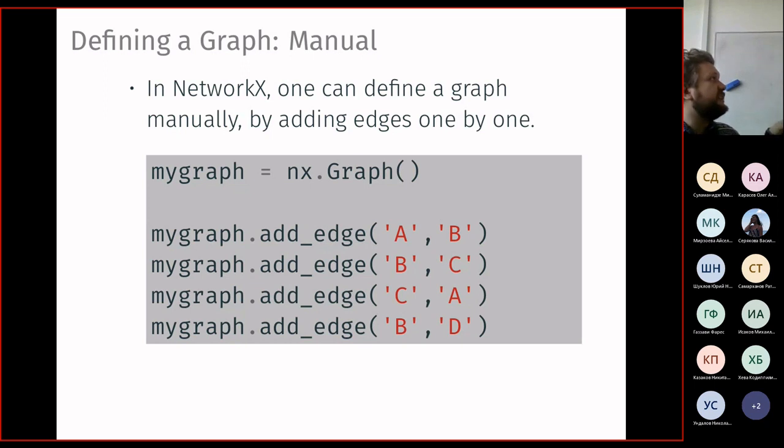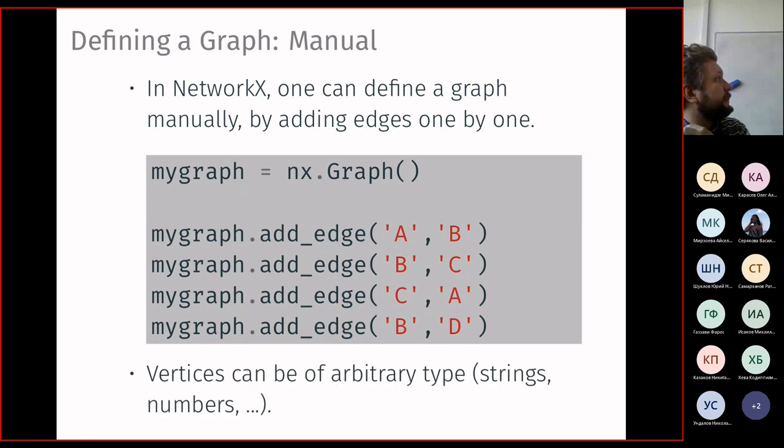So here the graph is undirected. So if you add CA, automatically you also, in a sense, add AC. So the symmetry is maintained inside this graph structure. They could be arbitrary types, strings, numbers.